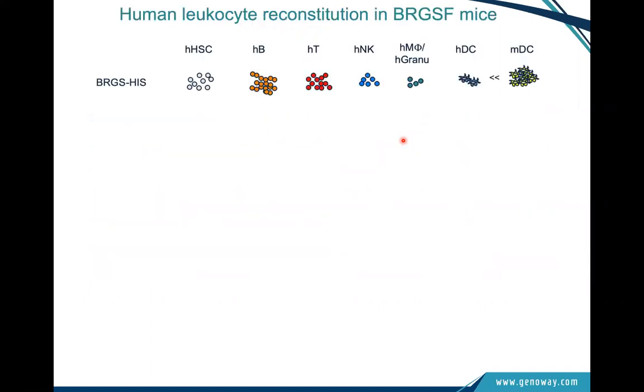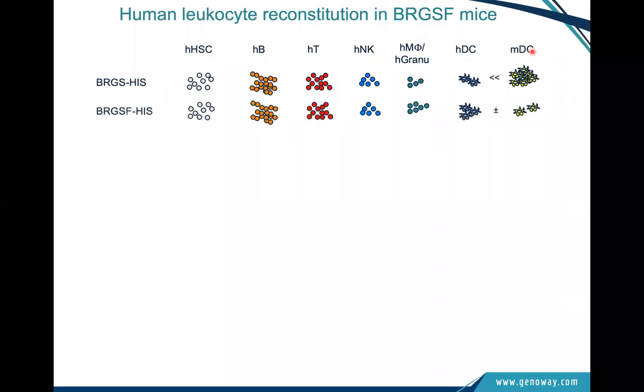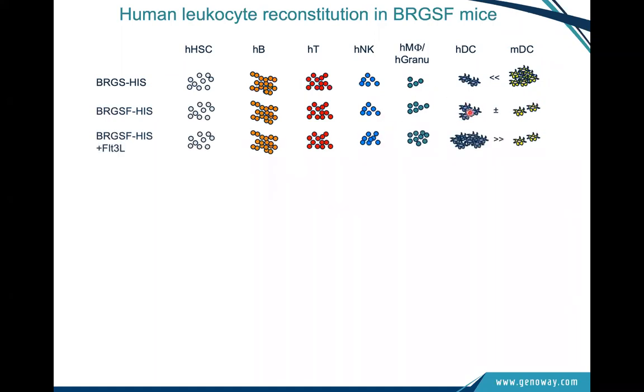So to recap, this is how it works. The BRGS model, which is the one that doesn't have FLT3, has mainly mouse myeloid cells. When you knock out FLT3, you reduce the mouse myeloid compartment, and that frees up a niche for the human myeloid cells to develop. When you provide FLT3 ligand, you activate the human myeloid compartment, which indeed leads to proliferation and development of DCs, monocytes, NK cells.